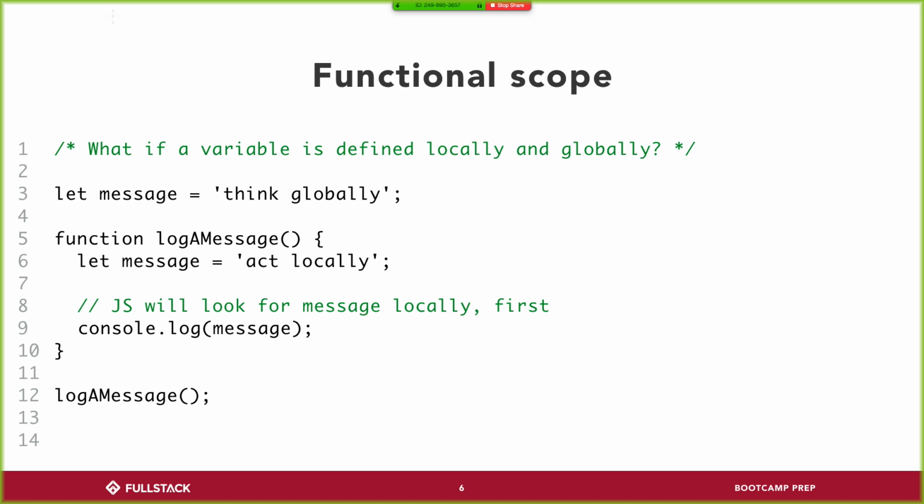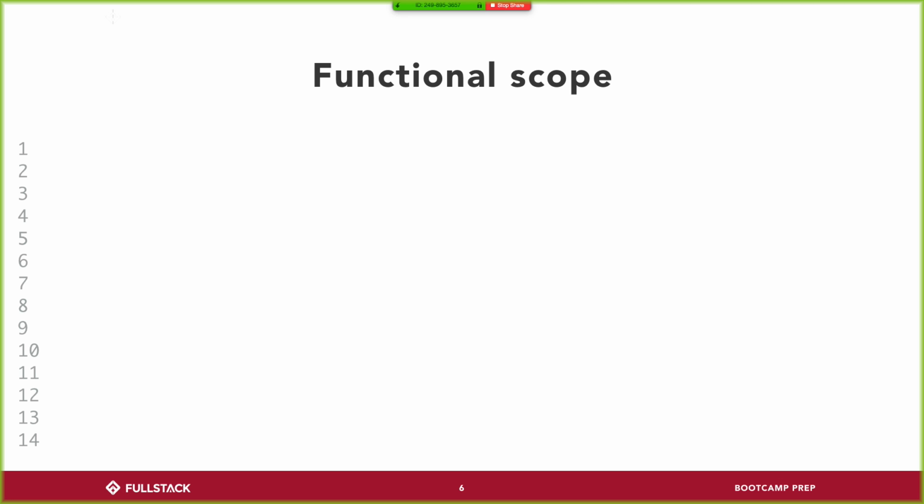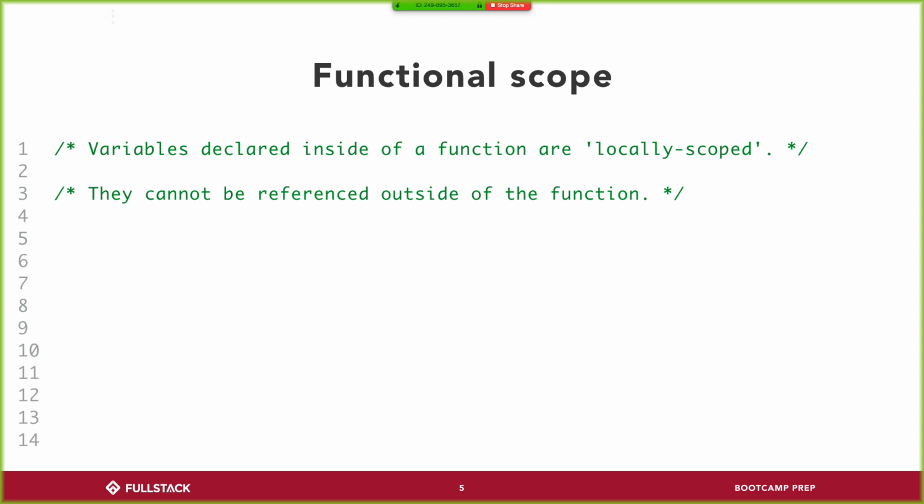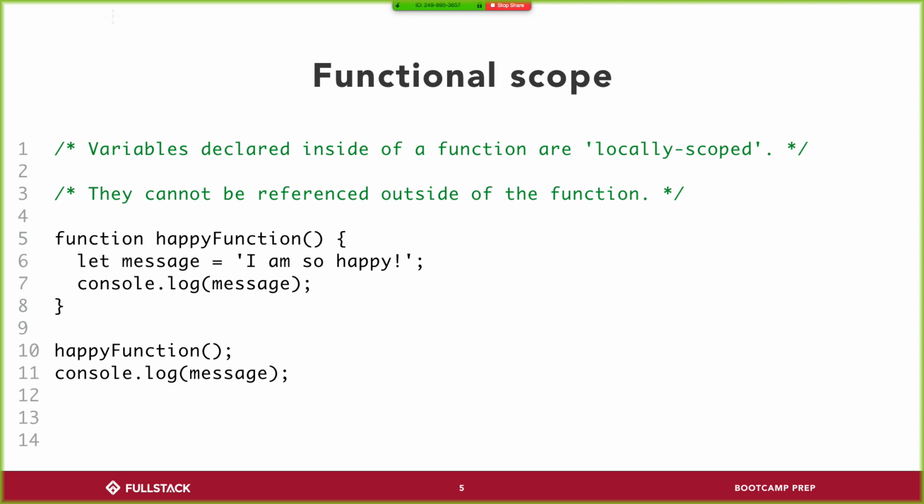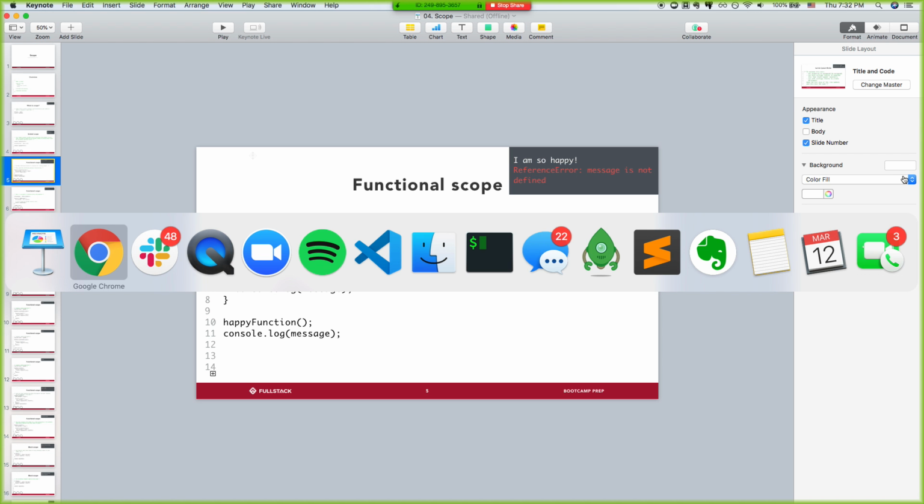Arthur asked, why is console log a reference error? It's a reference error because message doesn't exist outside of the function. Let me go through an example here that might make it a little more clear.